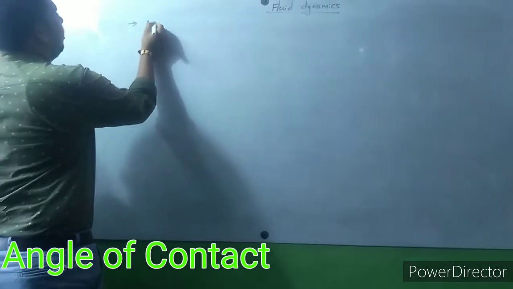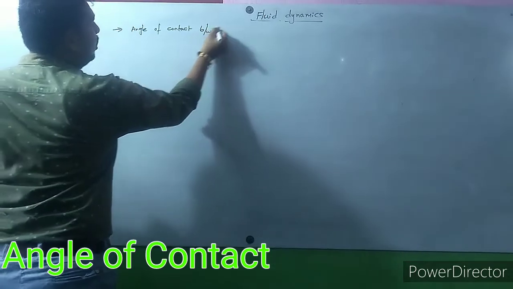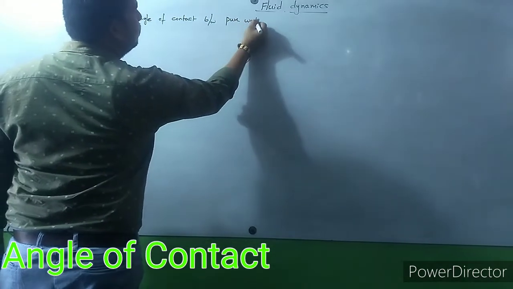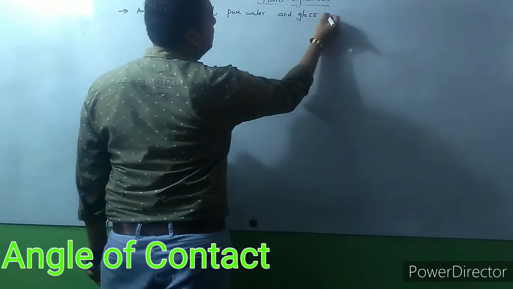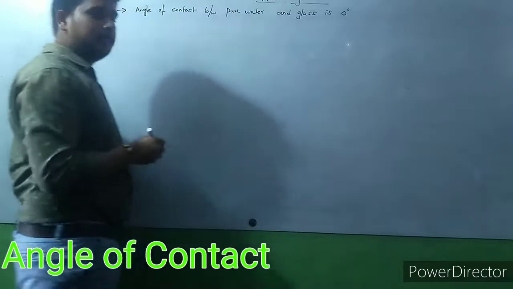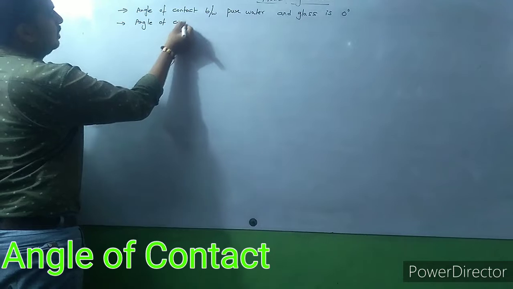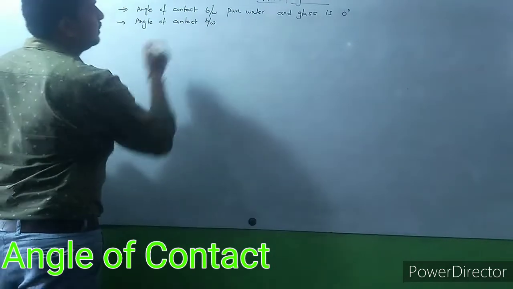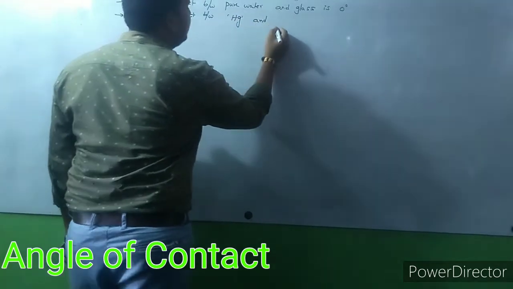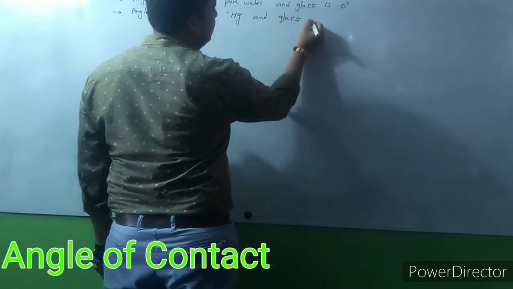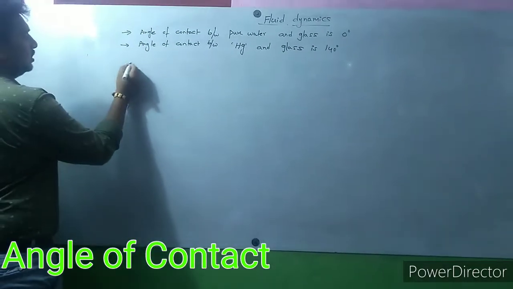First, the angle of contact between pure water and glass is 0 degrees. The angle of contact between mercury, that means Hg, and glass is 140 degrees. Okay, so now case 1.